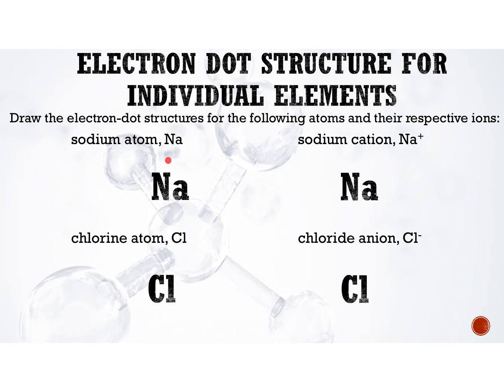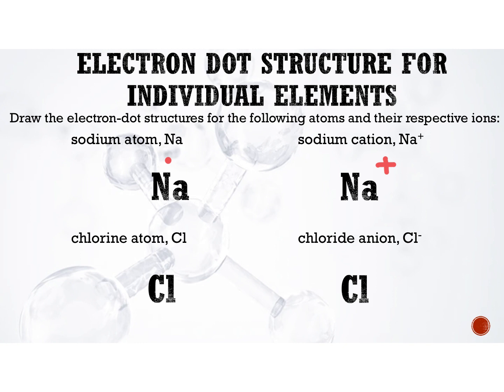When we look at the cation form, remember 1A elements lose their valence electron, and so it will no longer have any dots around it. However, we do need to acknowledge that it has a 1+ charge now. So when we do the electron dot structures for cations, they're all going to be naked, and then we're just going to add their charge.